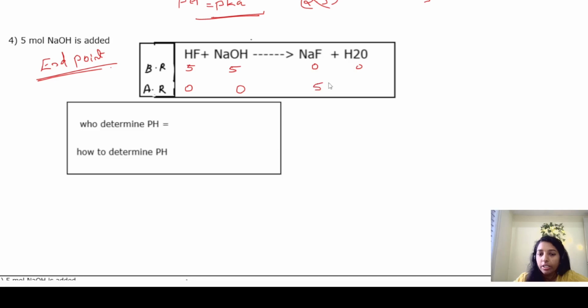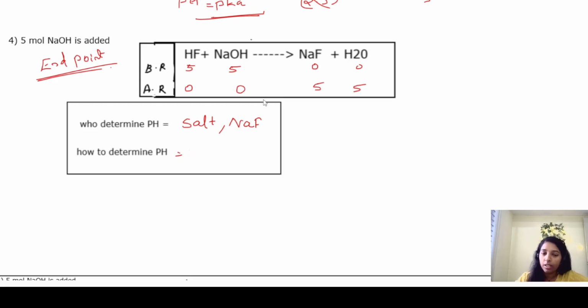Okay. After the reaction, here this is F minus. So who determines the pH? At the end point, the determining factor is the salt. Here the salt is NaF. In the previous case, the salt gave pH equal to 7, and we didn't need any calculation. But this time, is it possible? You know the answer, right? It's not possible here. This is not neutral.